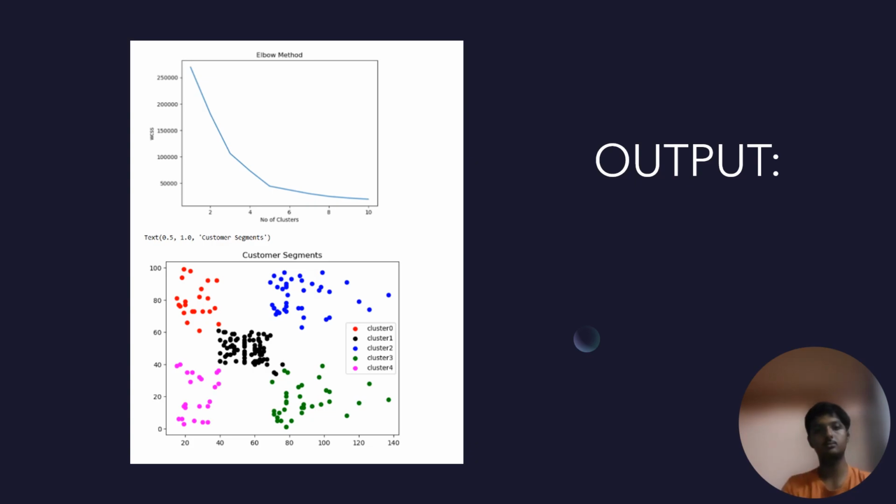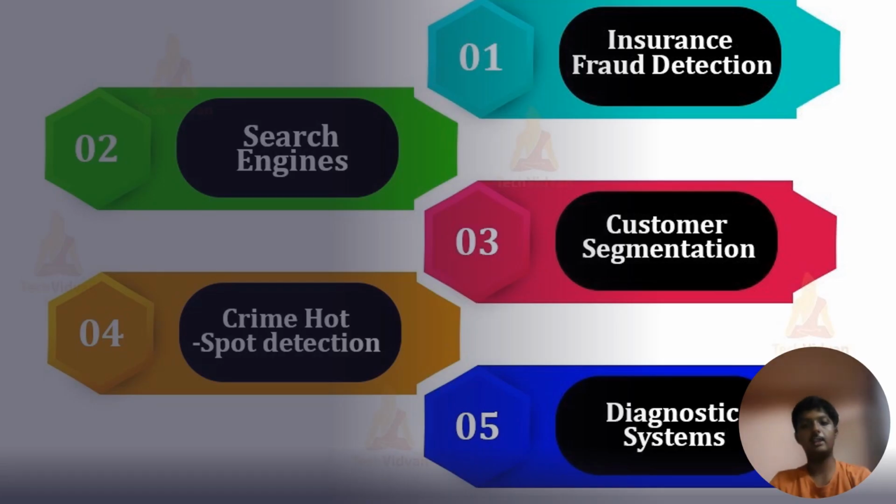Let us explain the applications of k-means clustering, that is, where clustering is used. For example, insurance fraud detection. Many frauds are occurring in the world, and in India many frauds are occurring, so we have to avoid these things. We have to use insurance fraud detection.